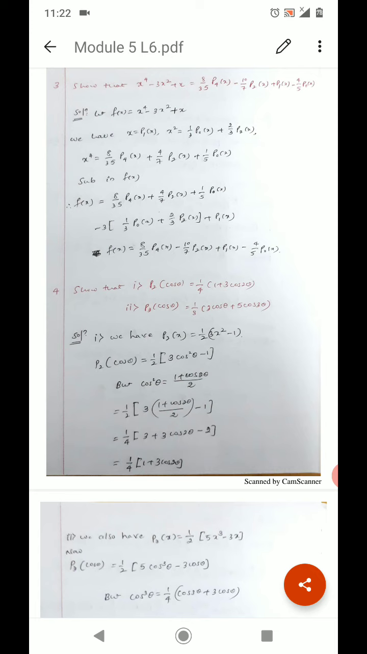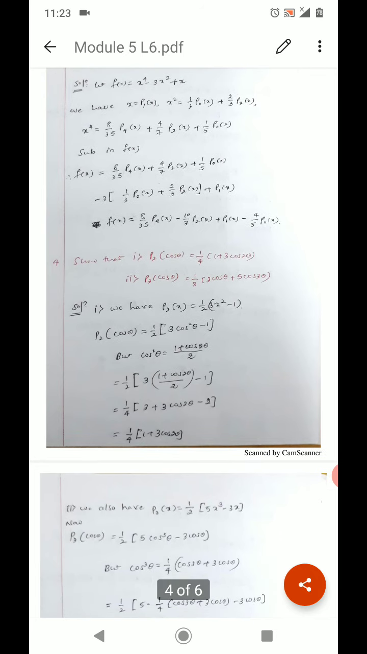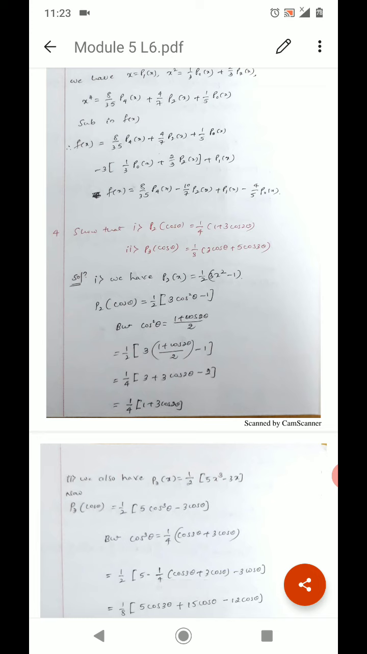So P2 of cos theta is equal to 1 by 2 of 3 into cos square theta minus 1. We have cos square theta is equal to 1 plus cos 2 theta divided by 2. So use this in the above equation. We will get P2 of cos theta is equal to 1 by 2 of 3 of 1 plus cos 2 theta divided by 2 minus 1. By solving that, we get 1 by 4 of 3 plus 3 cos 2 theta minus 2, which is equal to 1 by 4 of 1 plus 3 cos 2 theta, which is equal to the RHS.